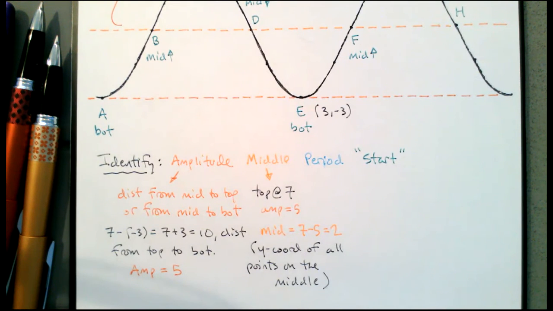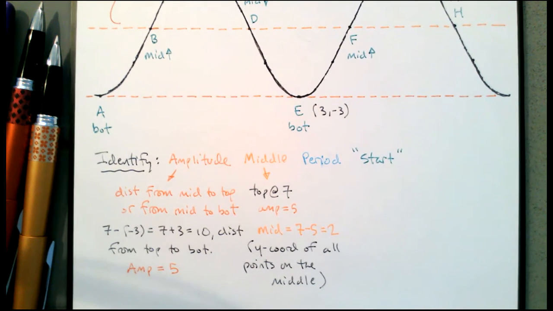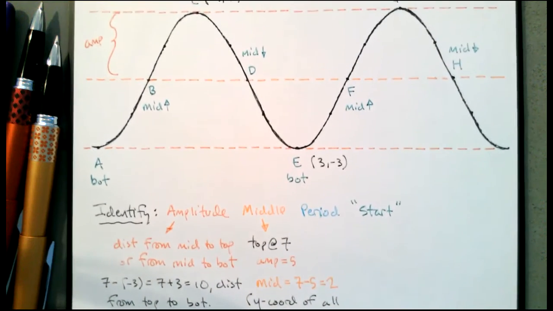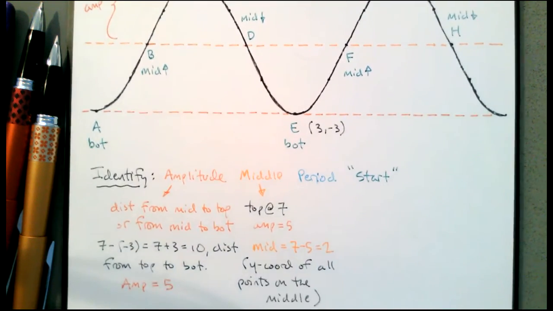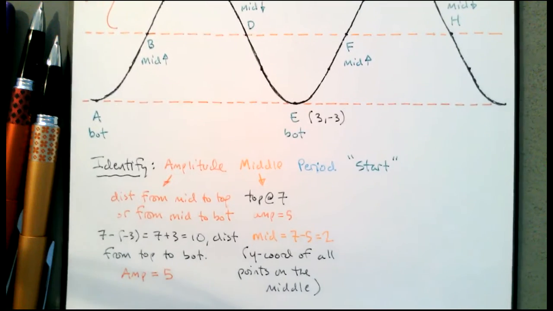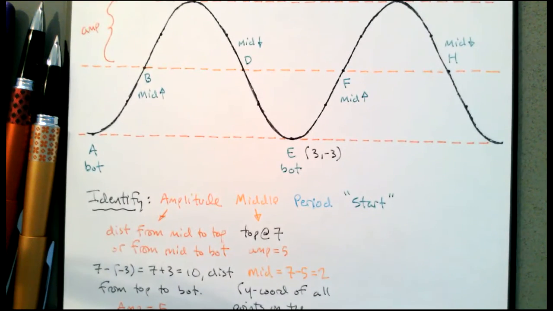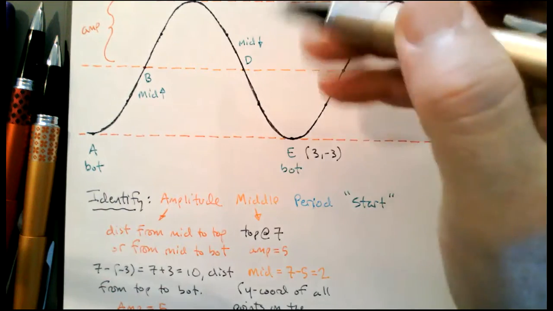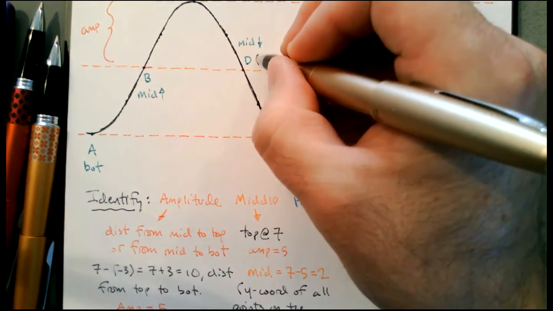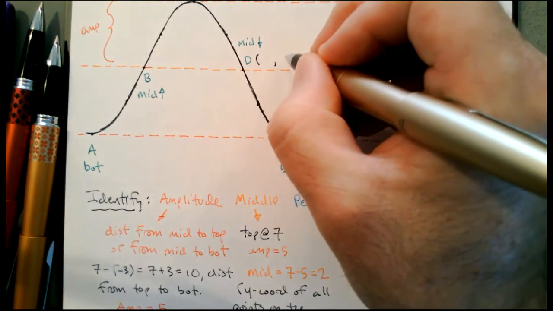So now I can start filling in some of these other values, at least the y values of the points B, D, F, and H. And I should have made my graph shorter because I can't fit all kinds of stuff on. But if the top is at 7 and the bottom is at -3, then halfway between, the y coordinate of the point at the middle should be a 2.